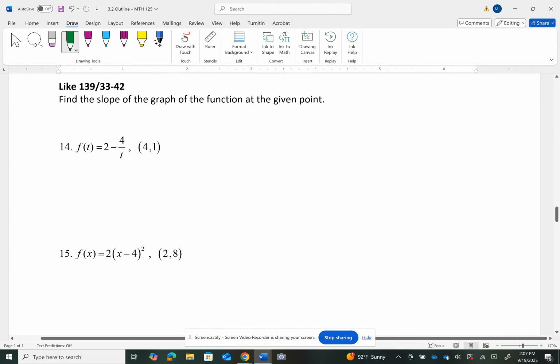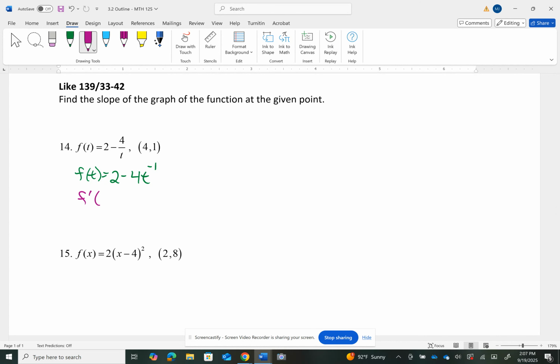So we're just applying, now that we know how to do a derivative, something we can use it for. All right, so what you're going to start with is finding the derivative, but you sometimes have to rewrite, and this one is not looking like a power function, so I'm going to rewrite that second term as negative 4t to the negative 1 power.